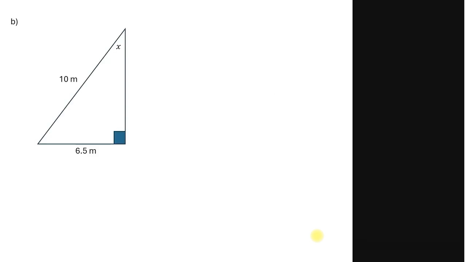In this example, our reference angle is x, and we're given 2 sides. So since our reference angle is x, we can label our triangle with the opposite being 6.5 and the hypotenuse being 10. The trig ratio that deals with opposites and hypotenuse is the sine. So we can say that the sine of x equals opposite over hypotenuse, or in this case, the sine of x equals 6.5 over 10.